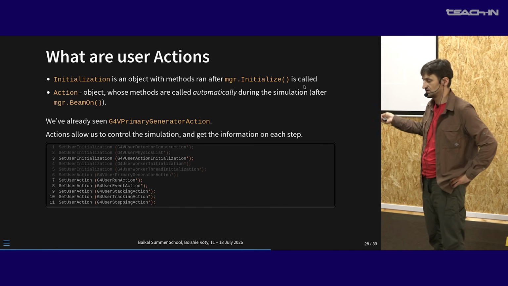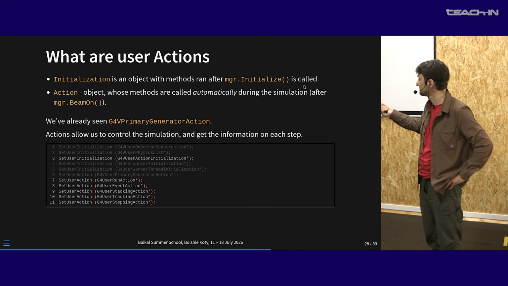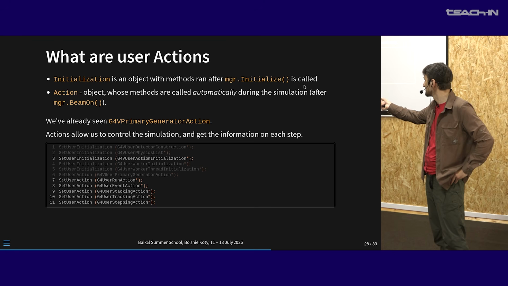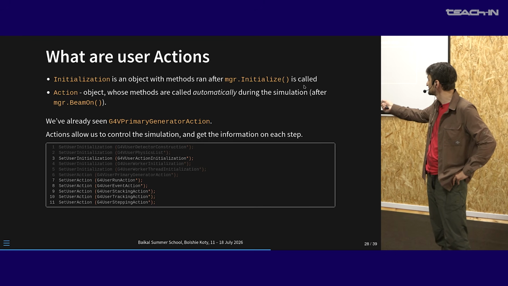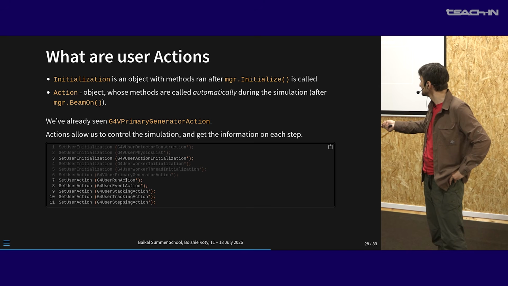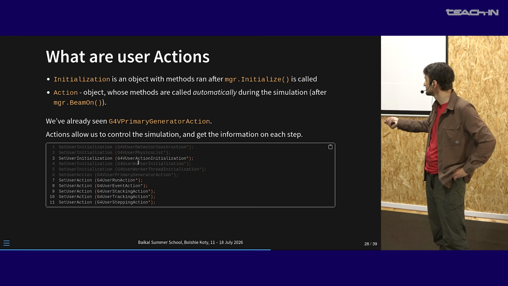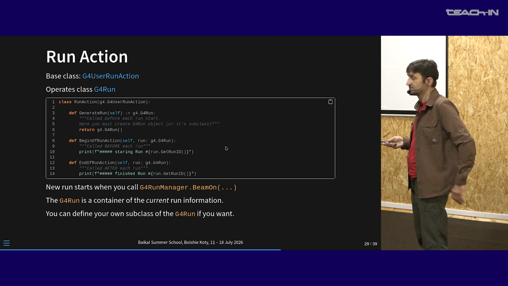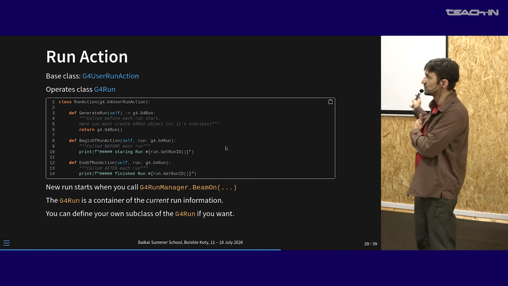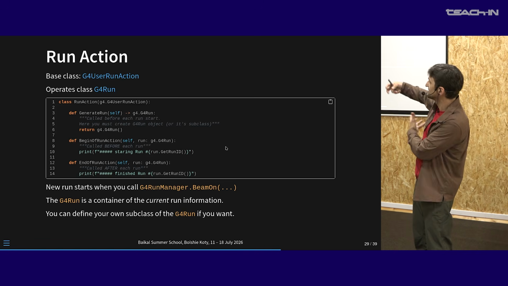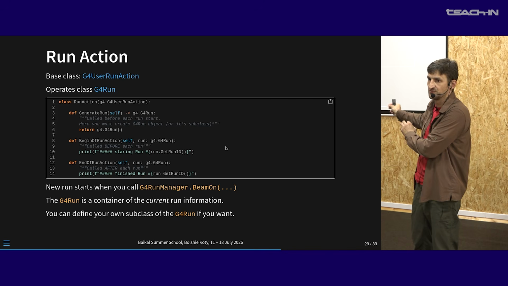So if we look again at the list of possible methods with the name user for the run manager, we can see other stuff. So we have this, yes, run action, event action, stacking action, tracking, and stepping action. And also this one, user action initialization. We'll talk about it later. And all these actions, this is where Geant works like a framework. You implement an action and it gets called by the run manager at a specific moment.